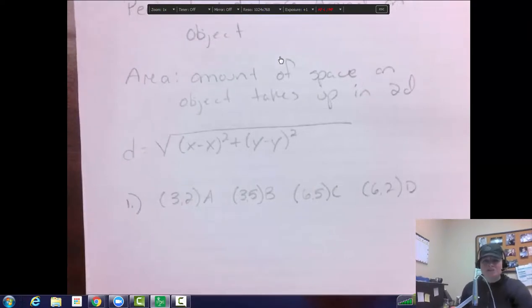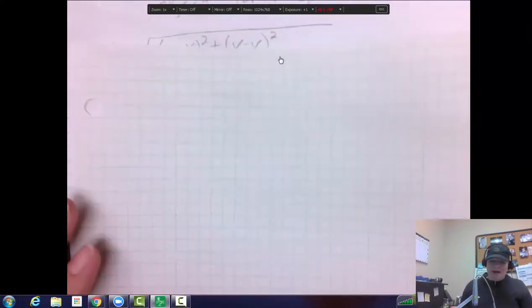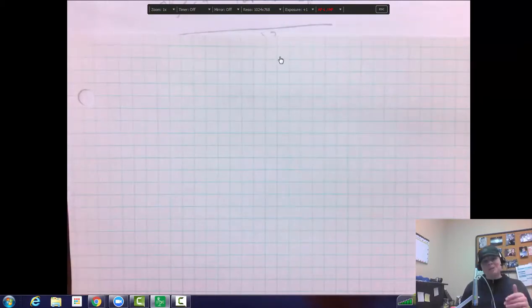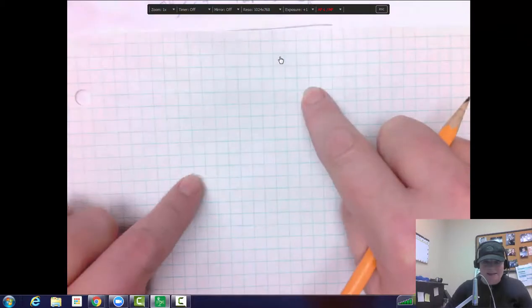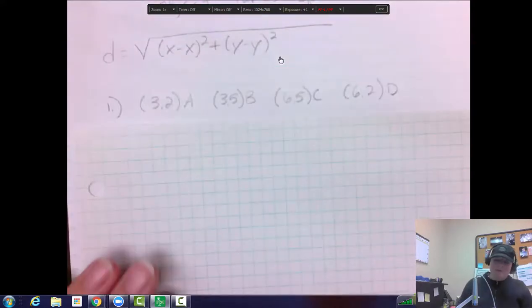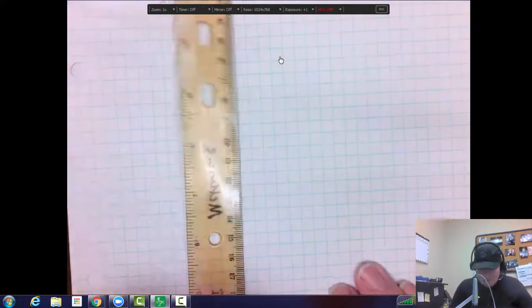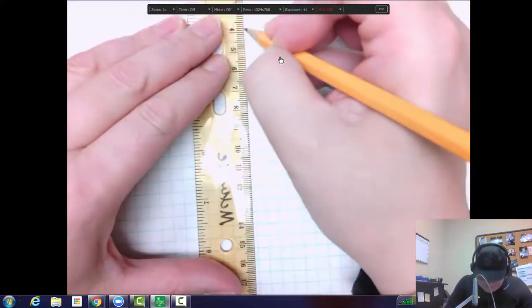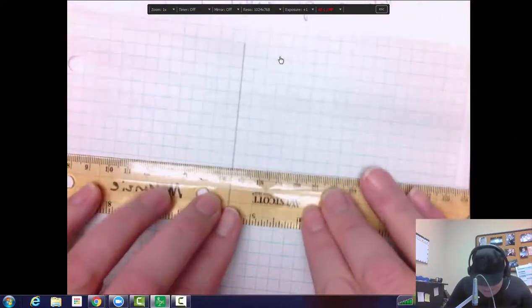We can sometimes just count the distance between each one on our graph paper. Sometimes we have to use the distance formula because it doesn't follow the grid lines. If it follows a grid, which this one does, then it's a lot easier. So let's graph those points.